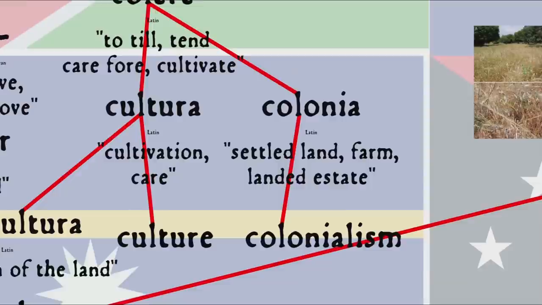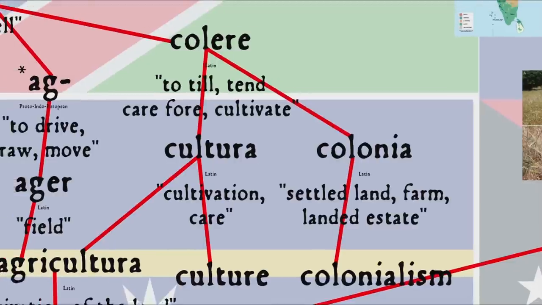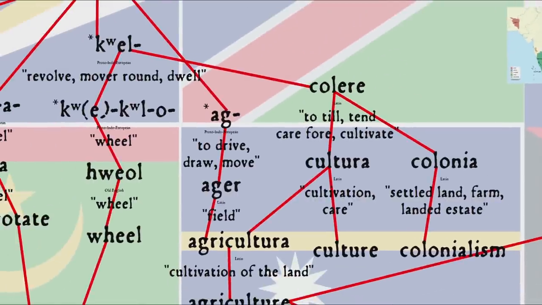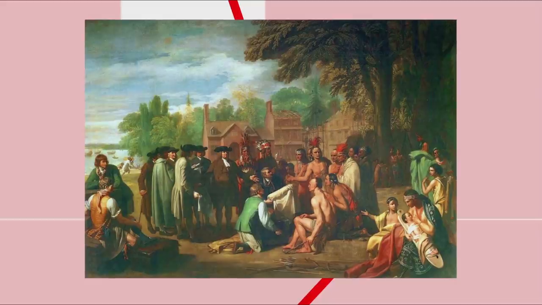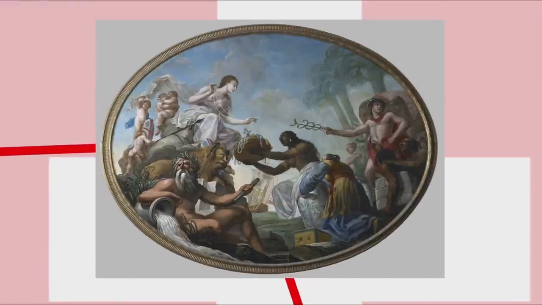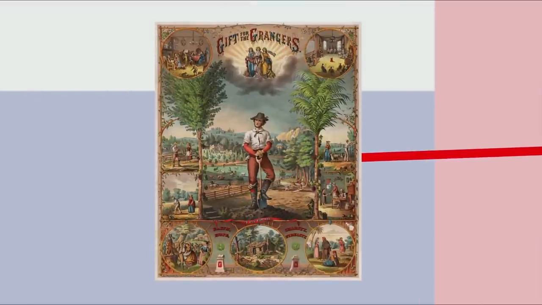Oh, and in case you hadn't already guessed, the word colonialism comes from the same root that produced the word culture, Latin colere, to till, tend, care for, cultivate, from that same root that produced the word wheel. And that's exactly what lay behind the Europeans' motivation for colonizing the so-called New World. They thought the land needed to be cultivated, and since it wasn't, it was up for grabs. And behind the US idea of manifest destiny, and its need to cultivate and remake the land into something productive.